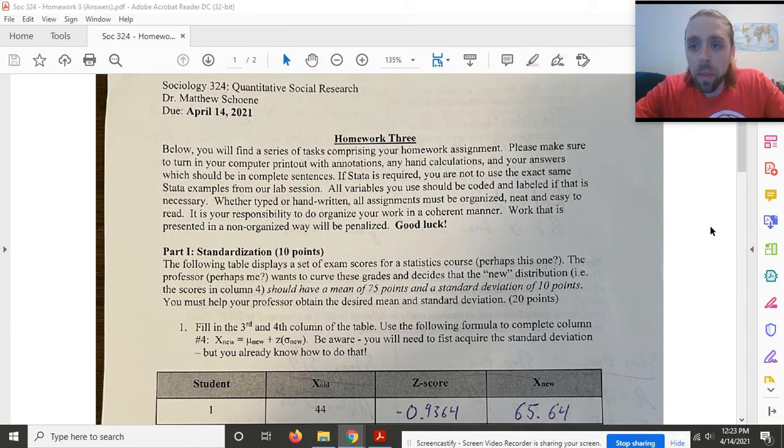Then I wanted you to show me you could do your first hypothesis test, which was a z-test. And then finally, some confidence interval things in Stata. So let's get to it.